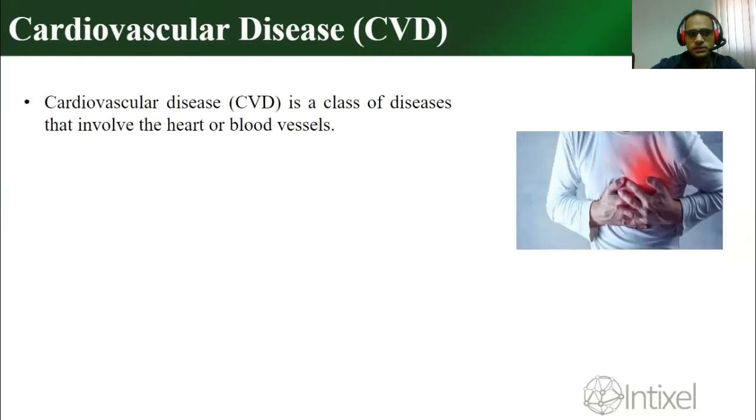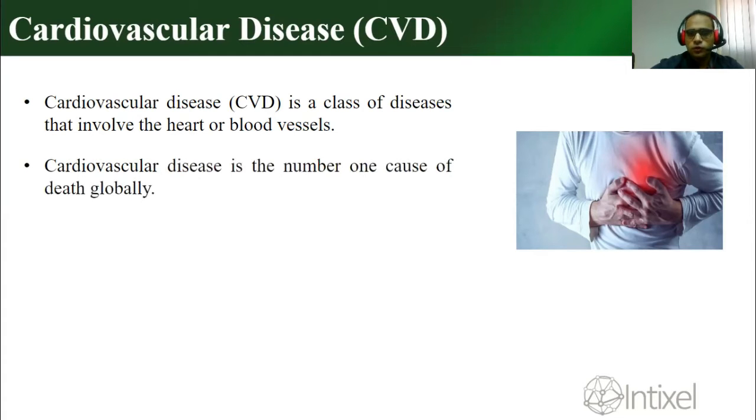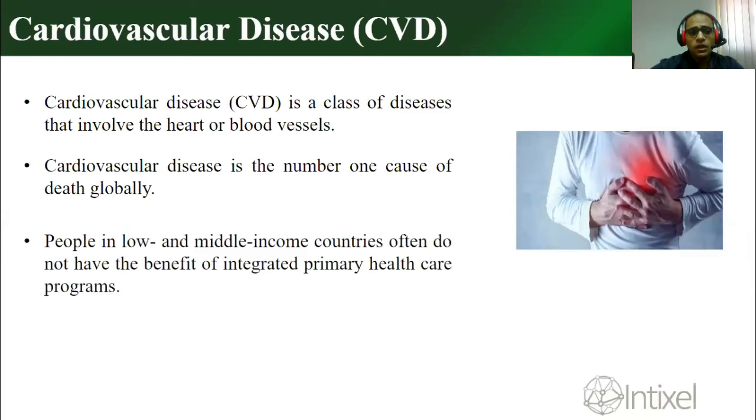So, cardiovascular disease is a term that's used with the diseases that affect either the heart or blood vessels. And actually, it's the number one cause of death globally. It kills more people than any other disease, and it is common in high-income countries and also in low and middle income countries. However, in low and middle income countries, people do not have the benefit of integrated primary health care programs to help diagnose and treat these diseases.